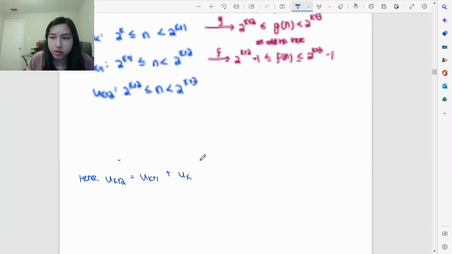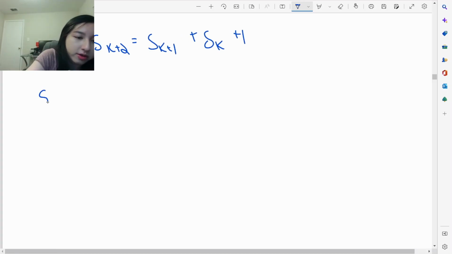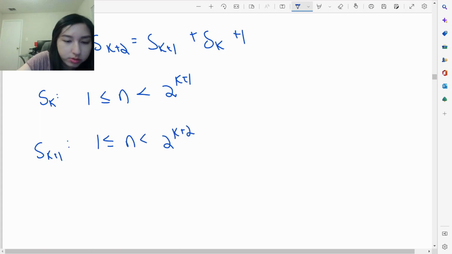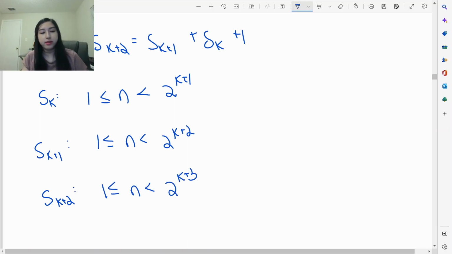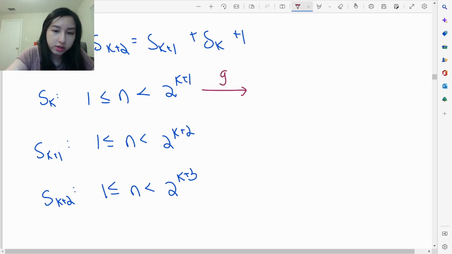Alright, so what did I have? 1 to 2 to the power of k plus 1. So basically, if I've got sk, which lies between 1 to n, to 2k plus 1, that means sk plus 1 is 1 to n to 2k plus 2, and sk plus 2 is 1 to n to 2k plus 3. So basically, make this look like that again. We apply the g function again. G means times 4, so 4 is less than n is less than 2k plus 3.